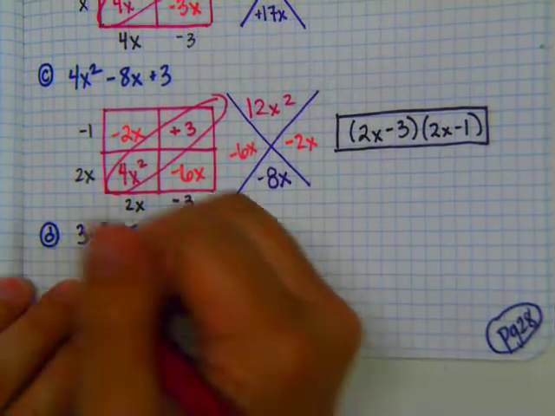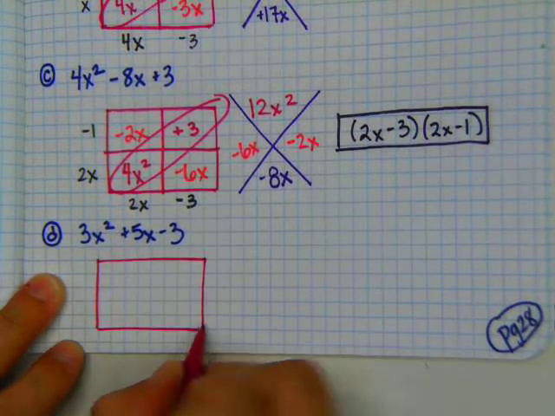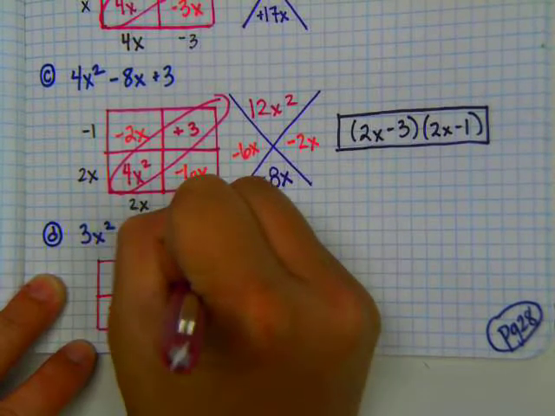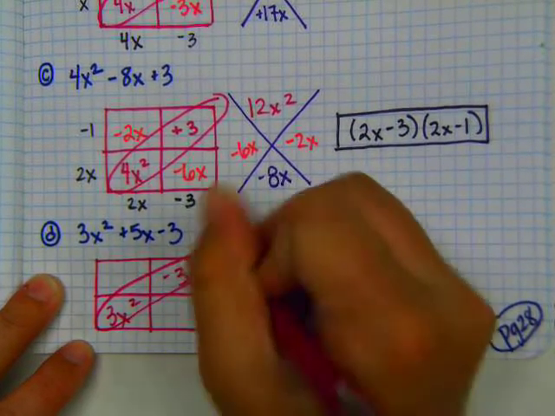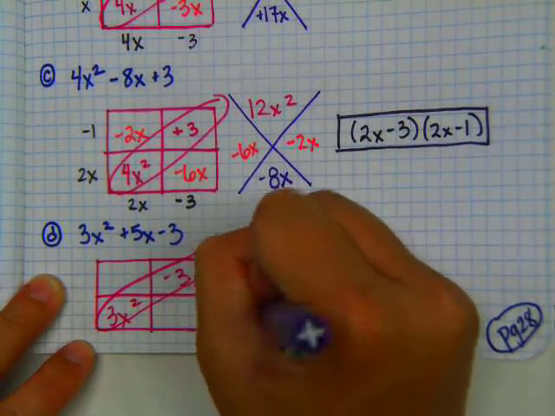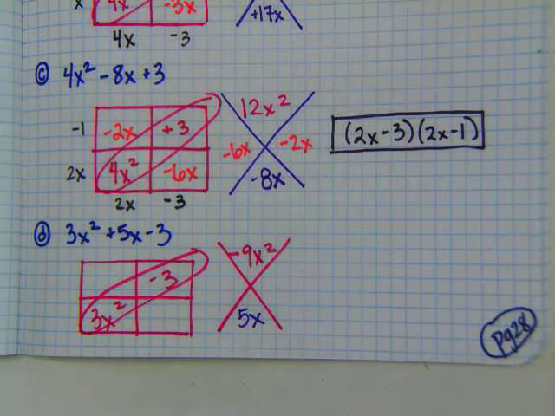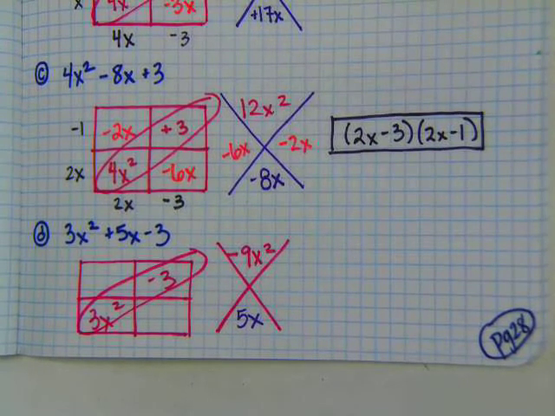And then the final one, again, same steps. We have 3x squared and negative 3. We multiply. That'll be a negative 9x squared. And then we put that 5x in the bottom, okay? So now we're trying to multiply to negative 9 and add to 5. Well, what multiplies to negative 9? We have 3 and negative 3. That doesn't make a 5. Negative 9 and 1. That doesn't make a 5. Well, that's all that multiplies to 9. Neither of those add to 5.